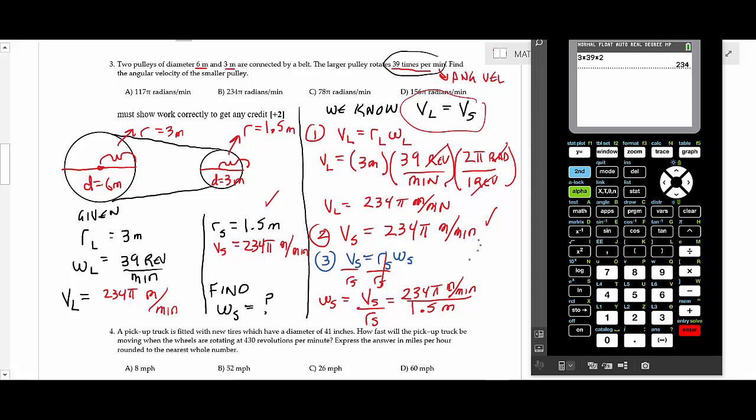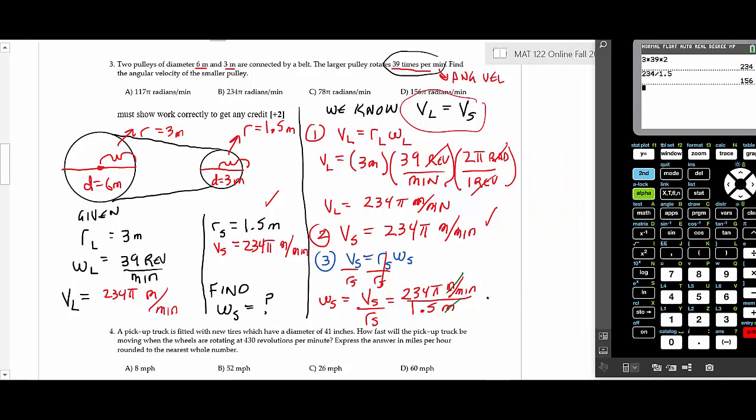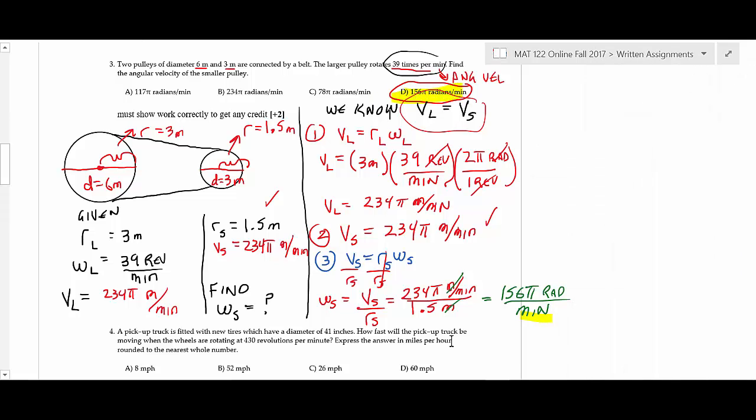Okay, so what you're going to end up having is these meters are going to cross out, and you're going to end up really with radians per minute. So all I need to do is just take 234 and divide that by 1.5, and then that will give 156. Okay, so it looks like the answer to the problem would be 156 pi radians per minute. Okay, so that would be the final answer. So that looks like that is going to be choice D on this problem. That's how you work that out. We looked at that in the lecture. If you look at your notes, we went over that same kind of problem.